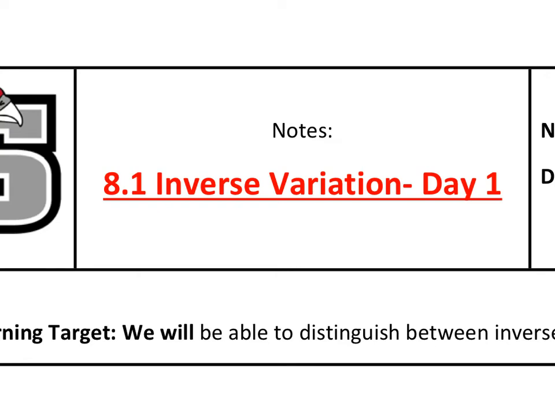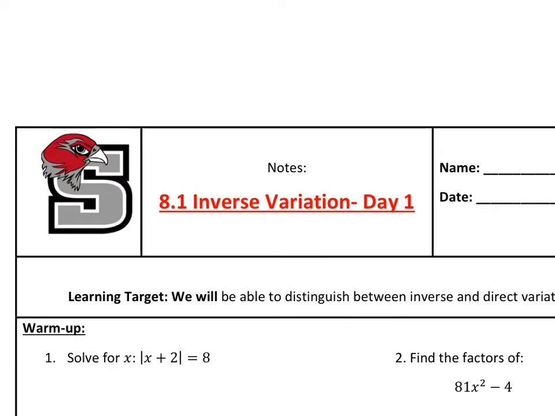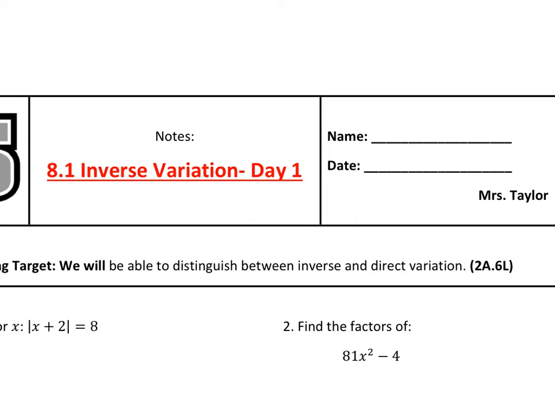Good morning. Today we are going to be discussing inverse variation, which in the Big Ideas Algebra 2 book is Chapter 8, Section 1. In the state of Texas, it's TEKS 2A.6L. We will be able to distinguish between inverse and direct variation.